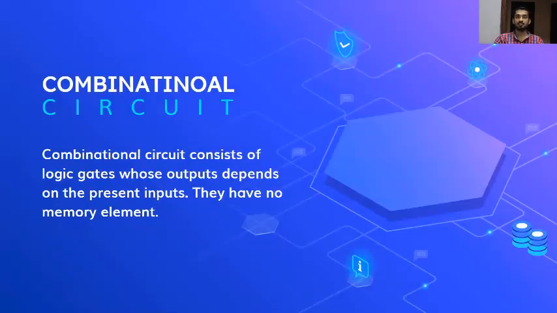So what is a combinational circuit? Let's have a definition. A combinational circuit consists of logic gates whose outputs depend on the present input. They have no memory element. So a combinational circuit is a type of circuit that has no memory involved. It means when you give any input to that circuit, it doesn't save it. It just gives output on the present input that you give.